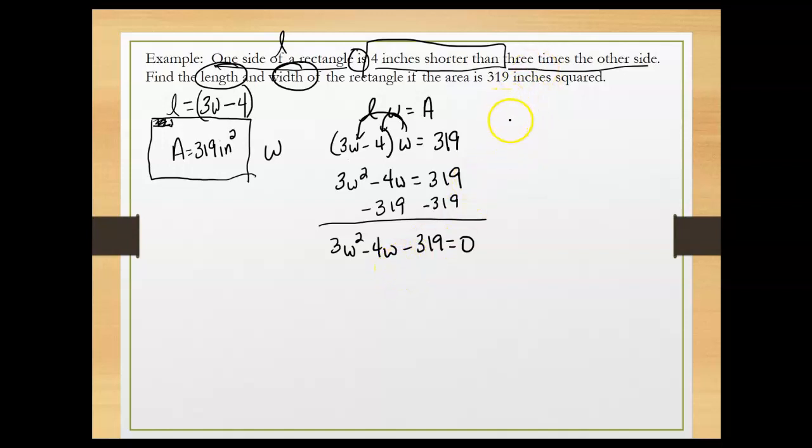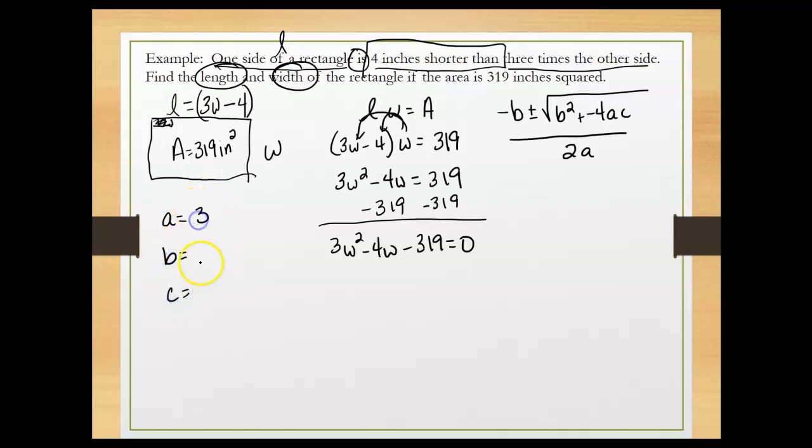Remember, you don't have to have the quadratic formula memorized, but you do need to be able to locate it in your notes and you need to be able to use it. Quadratic formula is negative b plus or minus the square root of b squared plus negative 4ac all over 2 times a. Remember, we don't put the variables on our a, b, and c. A is not 3w squared. A is 3, b is negative 4, and c is negative 319.